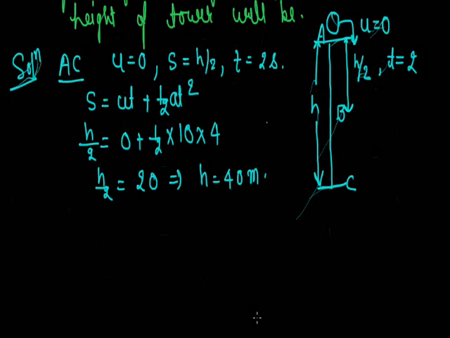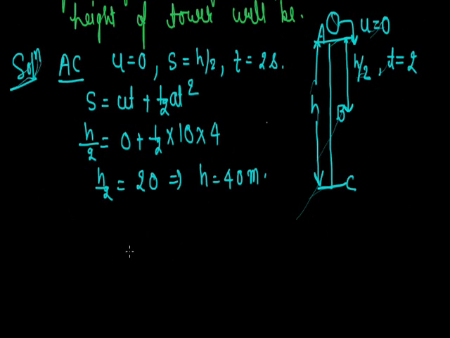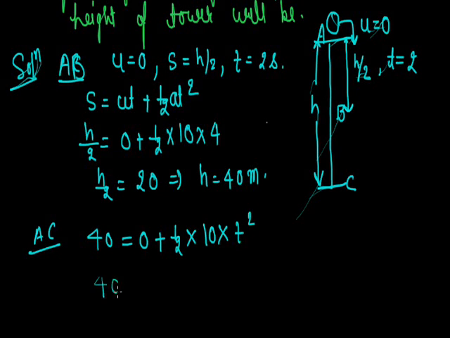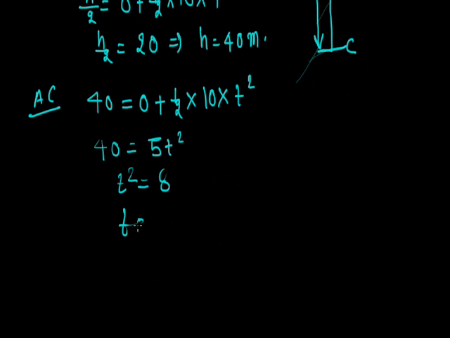Now since h is 40 meter, we have to find out the total time to travel from A to C. So again by applying second equation, but this time from A to C. Previously the equation was from A to B. So A to C, again by second equation, s equals ut plus half a t square. S is 40 meter, u is 0, half a is 5, t square, t we have to find out. So 40 equals 5 t square. So t square will be 8 and t can be written as root 8. So 2 root 2 seconds.